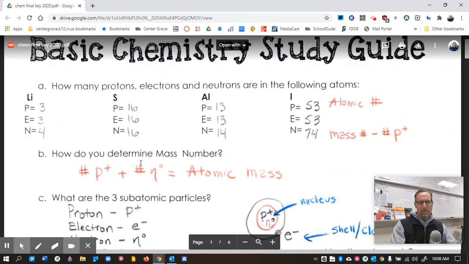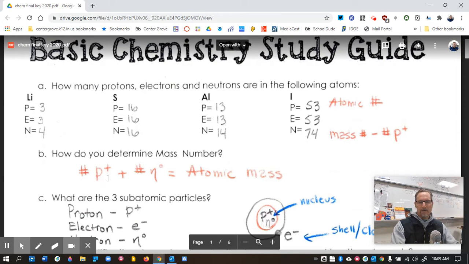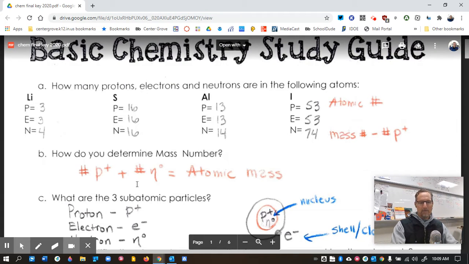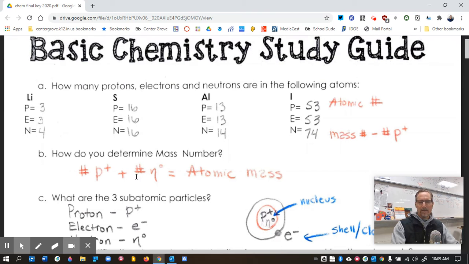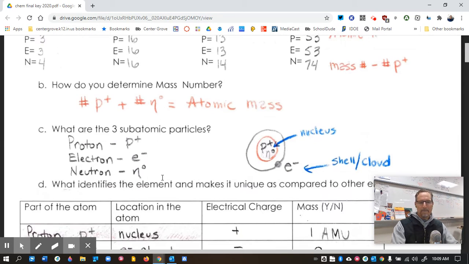So how do you determine the mass number? I can look that up on the periodic table, and the atomic mass is the number of protons and the number of neutrons combined. Those are the only two parts of an atom that have mass. So if I want to get the total mass of an atom, I need to add the number of protons to the number of neutrons.